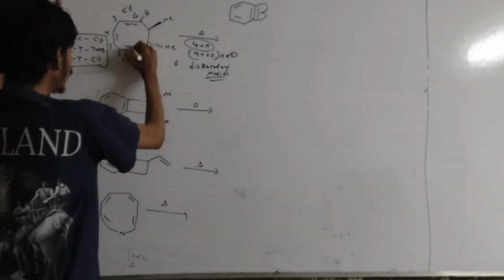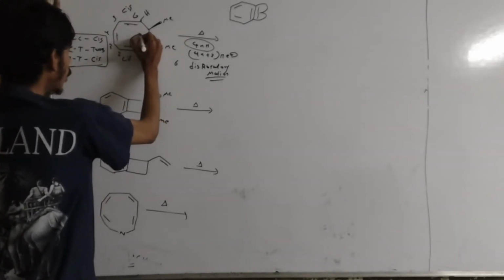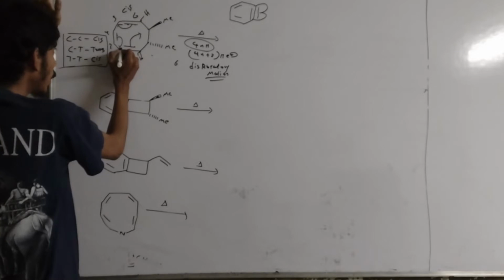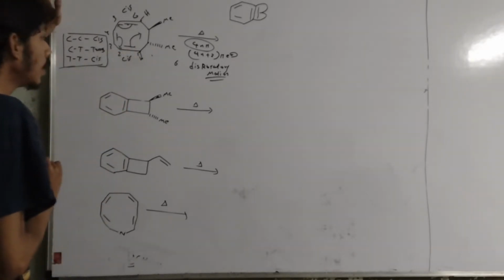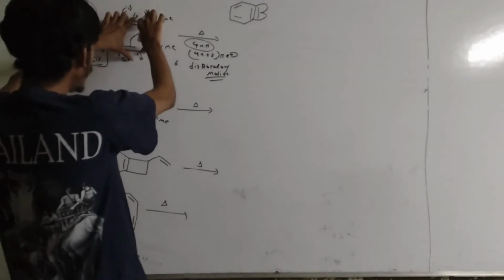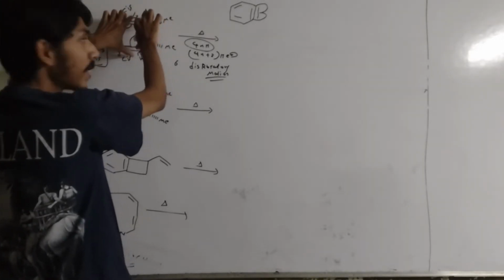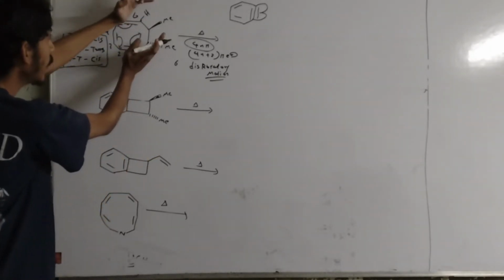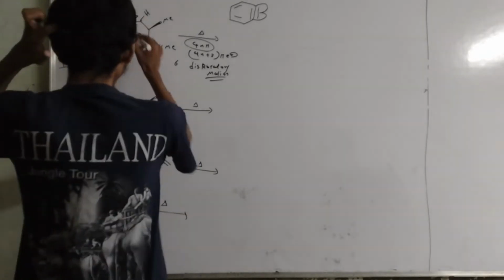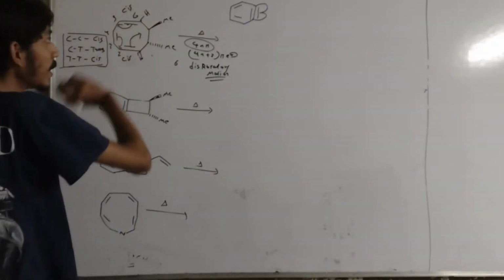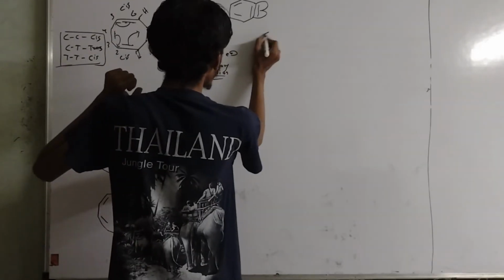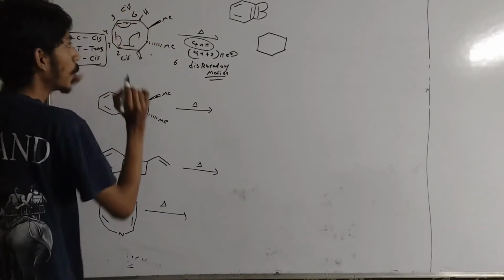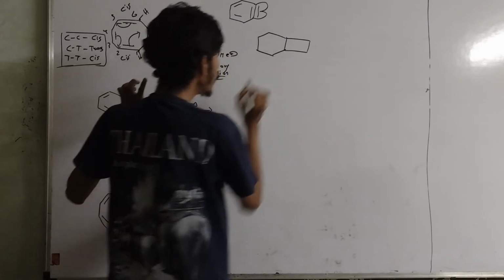Here the bond goes like this. The 6 pi electrocyclic reaction occurs through a 6-member transition state, and these two double bonds are cis in nature, so these two hydrogens are facing in the same direction. Here a six-member ring will form, and here 1 2 3 and 4, a 4-member ring. So a 6-member ring fused with a 4-member ring.